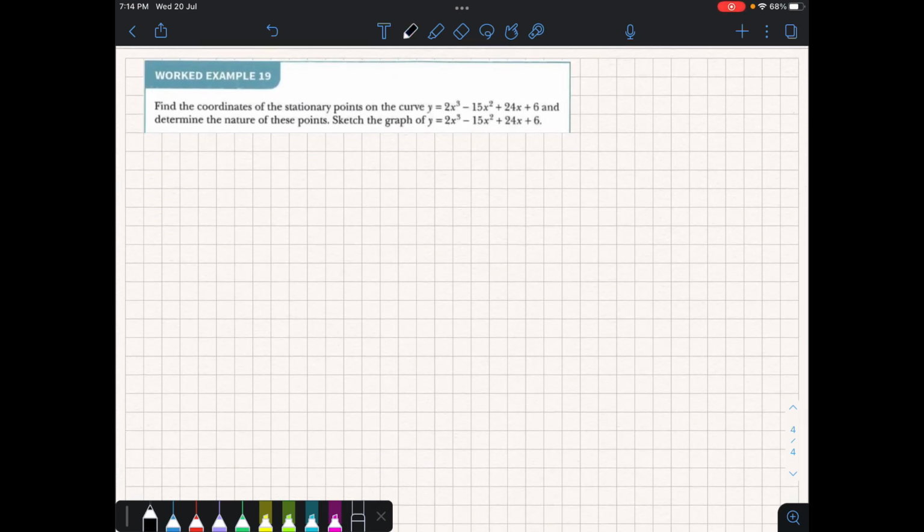So here we have an example. Here's an equation where we're asked to find the stationary points, determine their nature, and use that to sketch the graph. The equation itself is in a form that I can differentiate straight away. So using the power rule, I'm going to get 6x squared minus 30x plus 24. To find stationary points, we can state that at stationary points the gradient is zero.